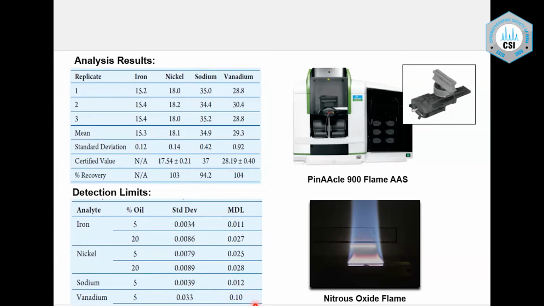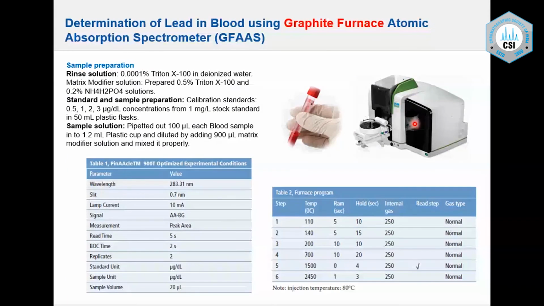Now if you see vanadium, the sensitivity is less. So in nitrous oxide flame, for refractory elements, it is very challenging to do at ppb levels. You cannot do it. There are certain limitations when you analyze refractory elements. There are certain detection limits, and below that you cannot perform the analysis. This is how the nitrous oxide flame looks. You may have to optimize the flame condition so that you get more sensitivity. And the system should be totally corrosion resistant, because we are using different kinds of acids and different kinds of matrix. One more example I have given is for graphite furnace analysis.